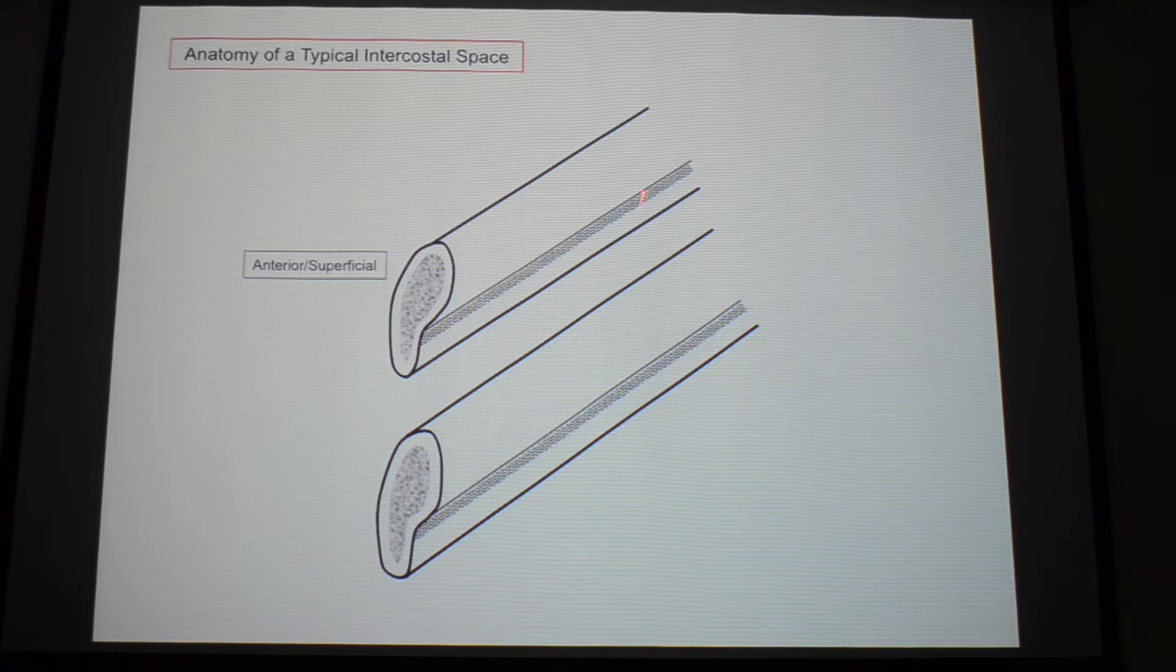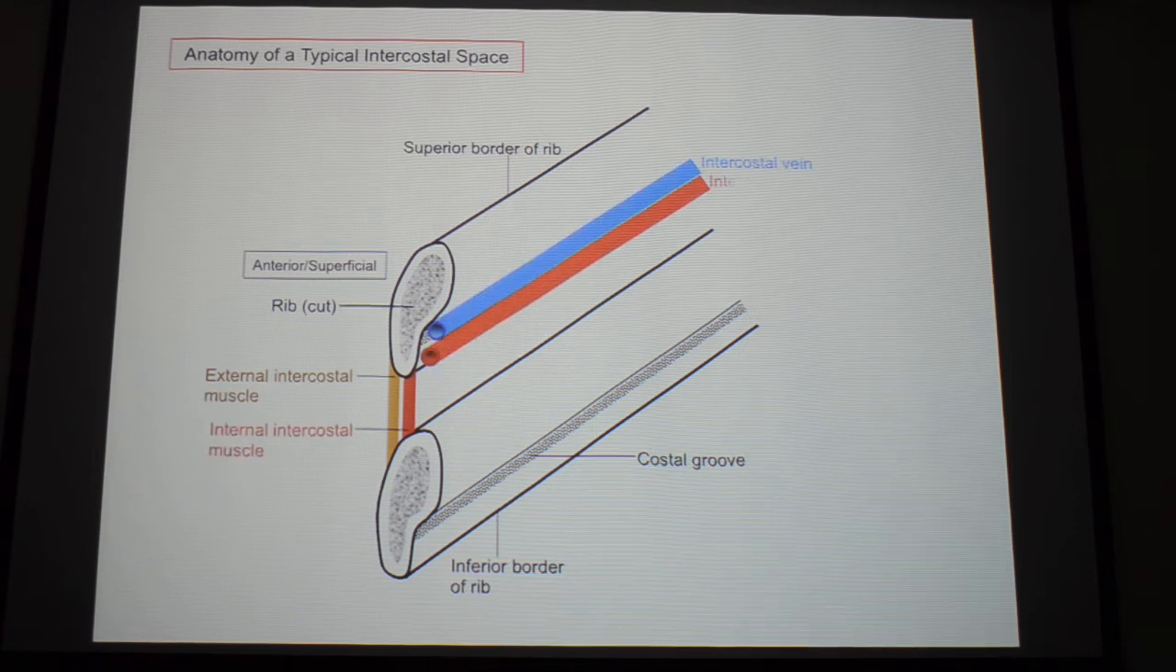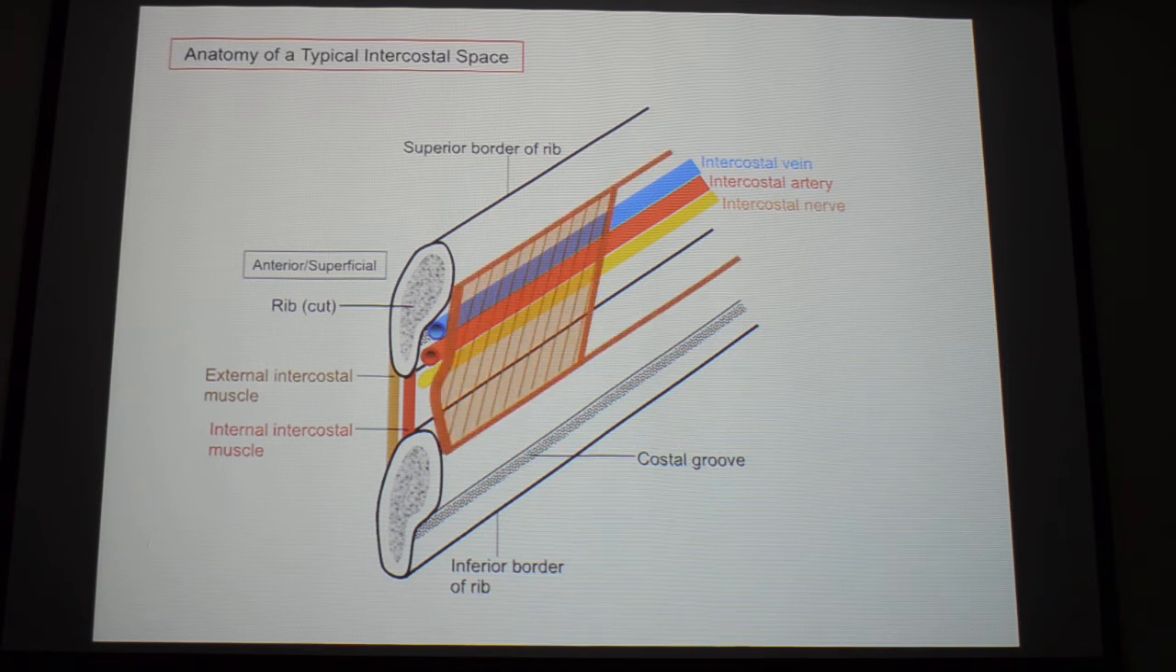Now this is a typical intercostal space. Again, a revisit of what we have talked about just now. Rib above, there is a costal groove, inferior border, superior border. What is this? External intercostal, internal intercostal. Right? So this is something which will really make a difference.